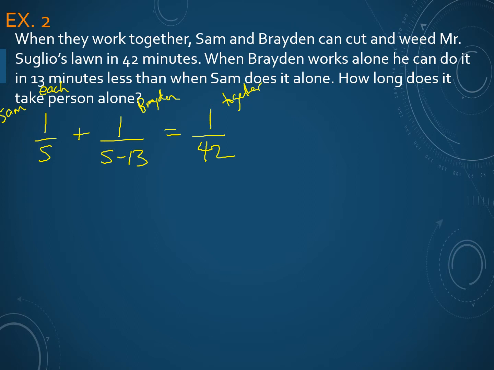Exact same idea as what we did before. Make a common denominator. 42S, S minus 13. And then multiply, so you're going to end up with 1 times 42, S minus 13.